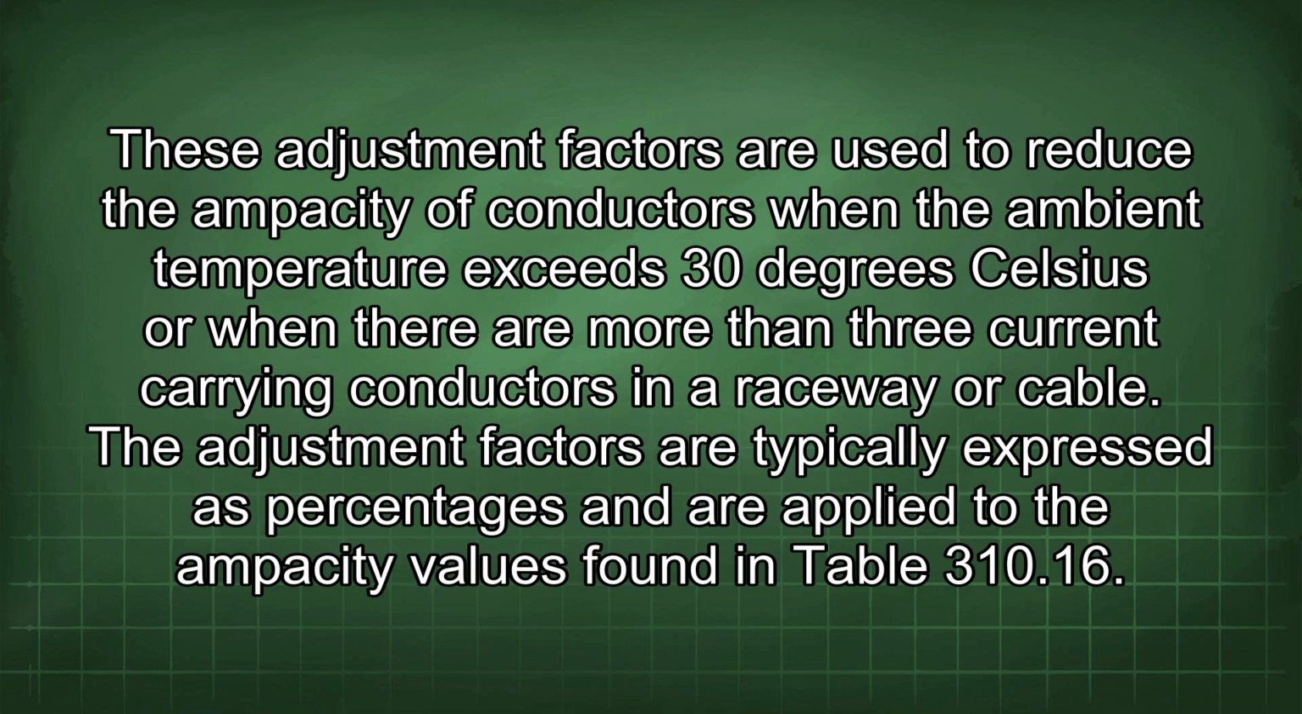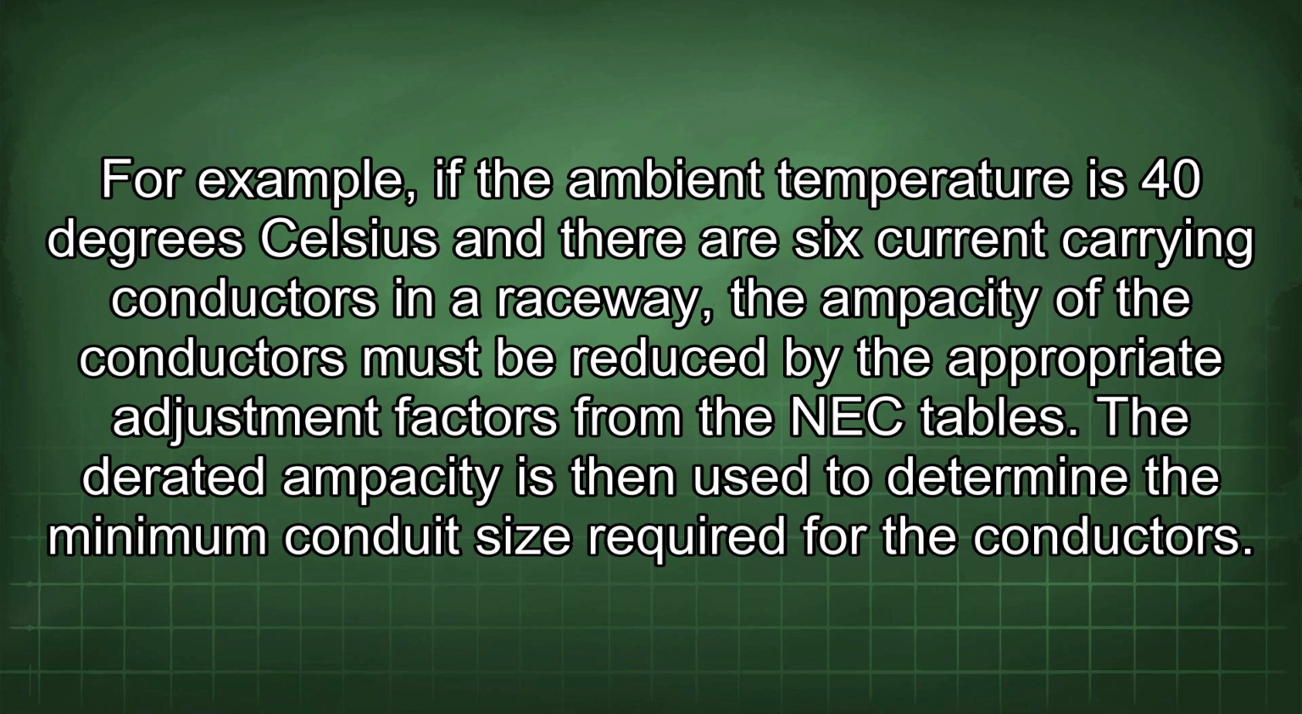The adjustment factors are typically expressed as percentages and are applied to the ampacity values found in Table 310.16. For example, if the ambient temperature is 40 degrees Celsius and there are 6 current carrying conductors in a raceway, the ampacity of the conductors must be reduced by the appropriate adjustment factors from the NEC tables. The derated ampacity is then used to determine the minimum conduit size required for the conductors.